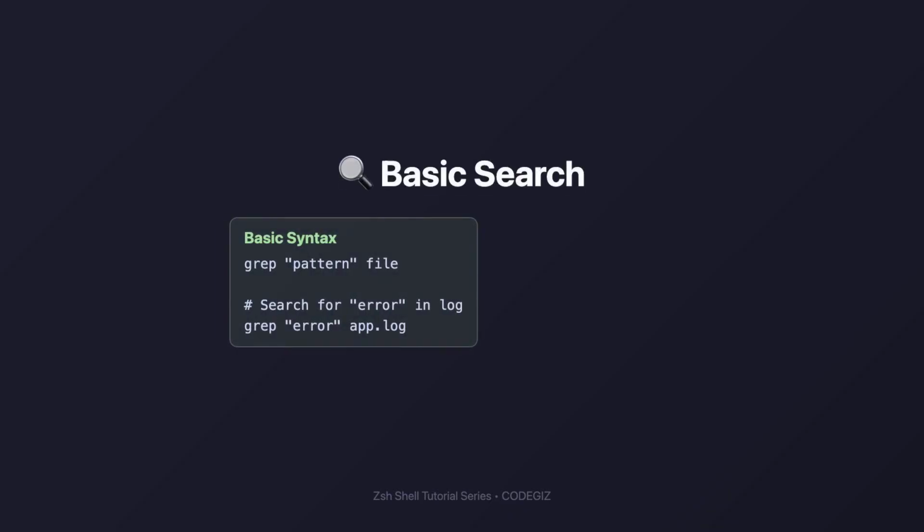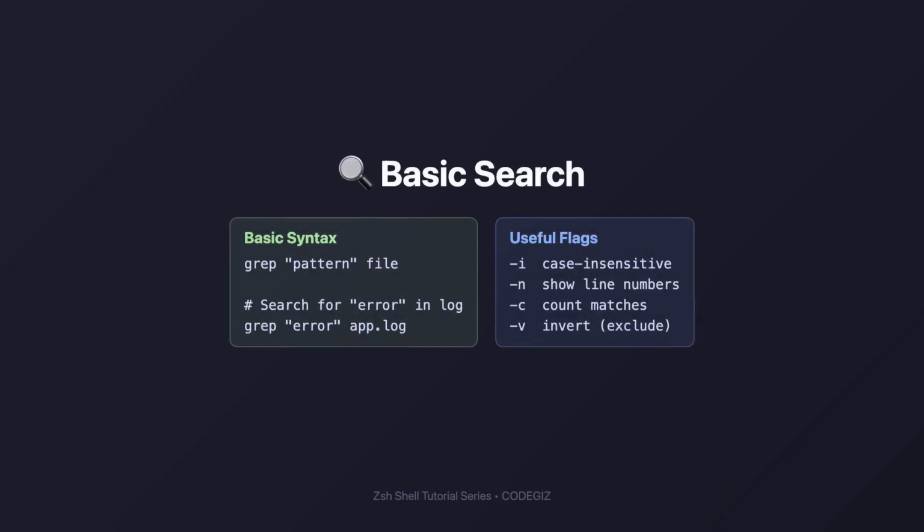Grep searches for a pattern and prints every matching line. The basic syntax is grep, then the pattern, then the file. Useful flags include -i for case-insensitive and -n for line numbers. -c counts matches and -v inverts to show non-matching lines.